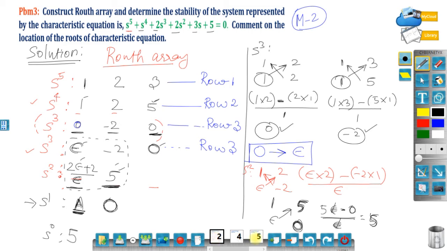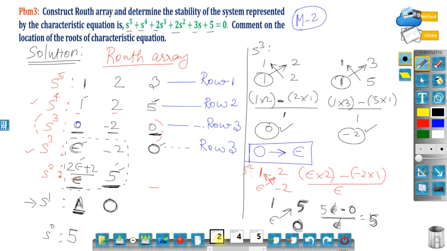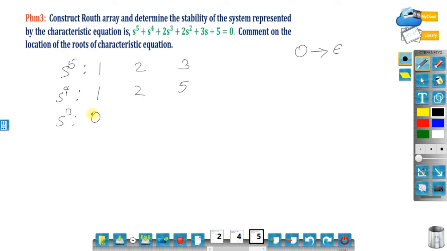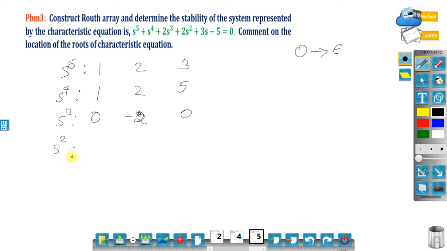So rewrite the route array. S power 5 equal to 1, 2, 3. S power 4 equal to 1, 2, 5. Right? S power 3 equal to the new route array having the entry eta minus 2, 0. Is it right? So instead of eta you substitute 0. So minus 2, 0. Right? Yes, s power 2. In s power 2 itself, 2 eta plus 2 divided by eta. Okay, s power 2 itself, 2 eta plus 2 divided by eta.